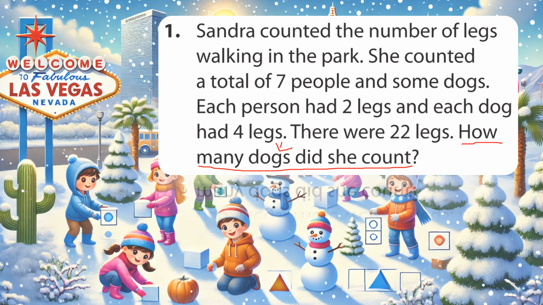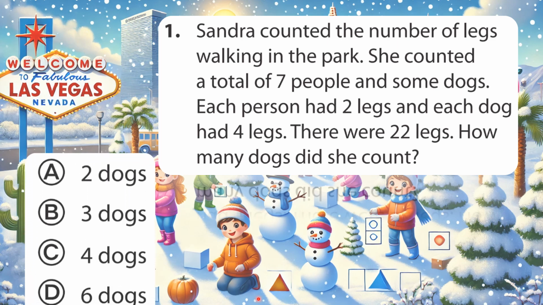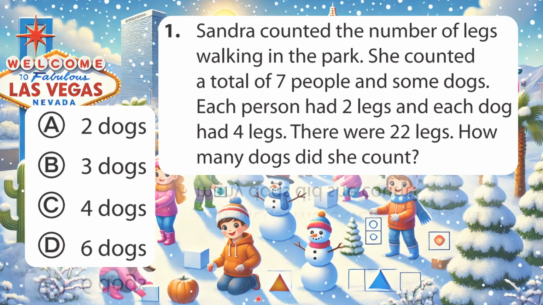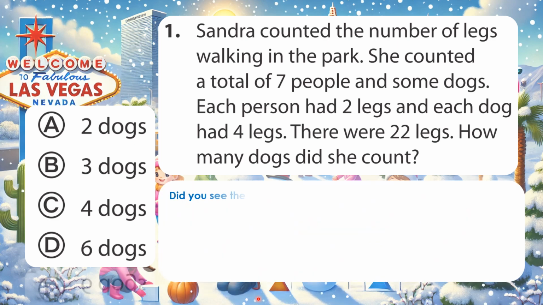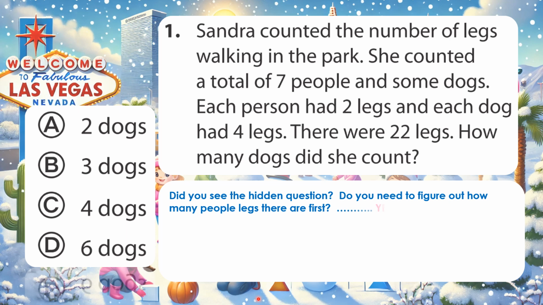That means there's going to be a little bit of a hidden question in there. How many dogs did she count? That's what we want to find out. Well, here are our choices. 2 dogs, 3 dogs, 4 dogs, or 6 dogs. Why don't we go ahead and get into this? Because it's a warm up. Did you see the hidden question here? Do you need to find out how many people legs there are first? Yes, you do. So how do you do that?